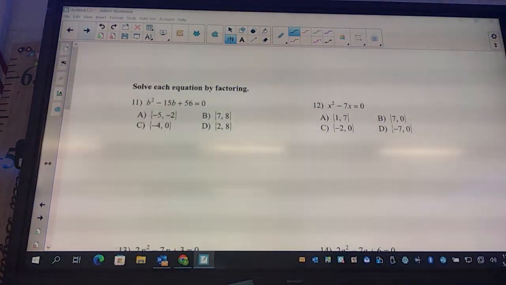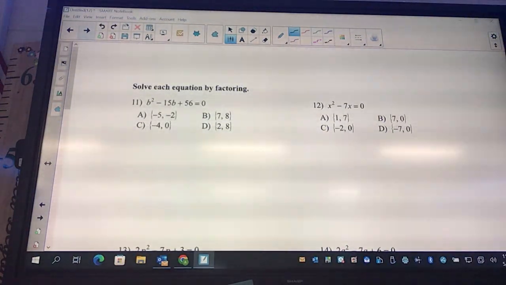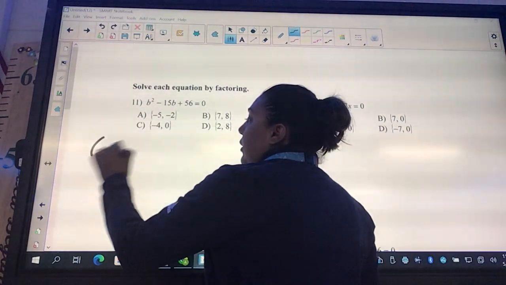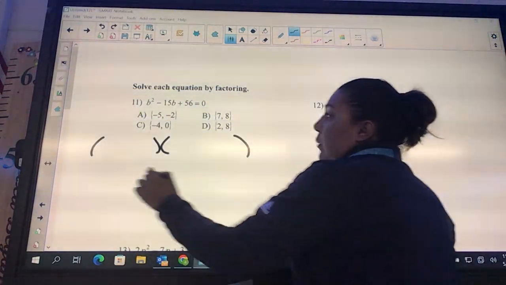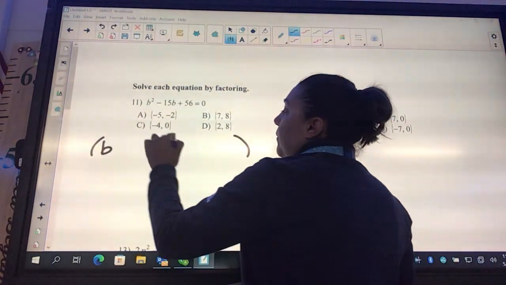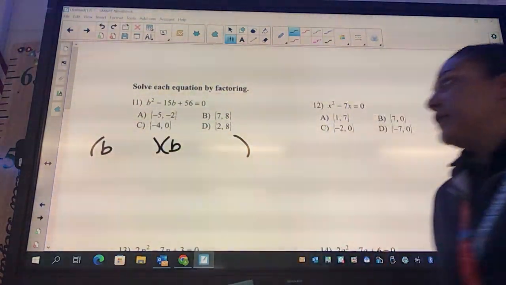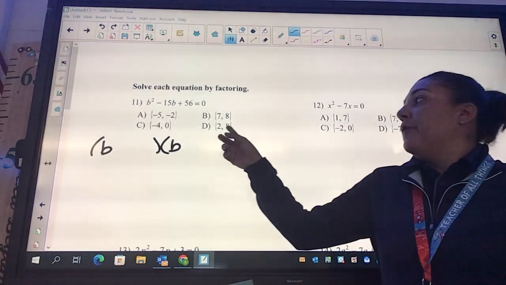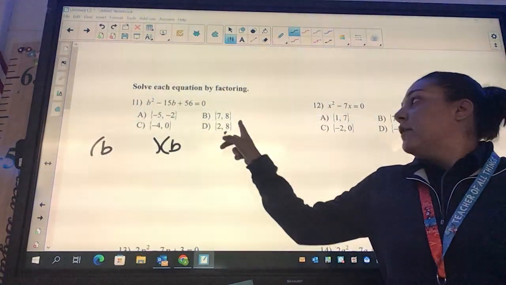Okay, solve each by factoring. Okay, this one, same thing. You can still do it the old-fashioned way, or you can use your answer choices. But we're going to have B and B, and we need some factors of 56. Well, is 2 and 8 a factor of 56? No, it's 7 and 8.